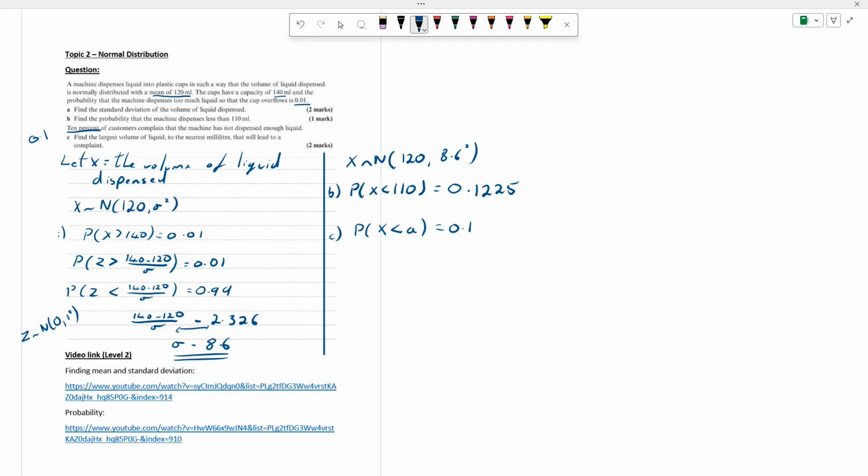And again, I use an inverse normal. I know my mu and my sigma, so I can use these values up here instead of my Z tables, type it in, and it's just going to spit out 108.98 milliliters. Now I want the largest volume to the nearest milliliter, so that's 109 milliliters.